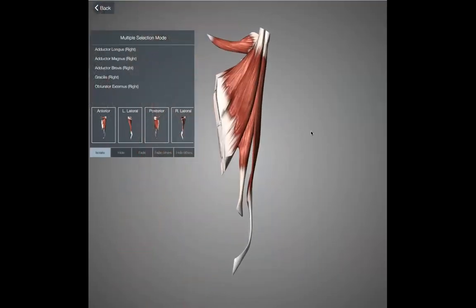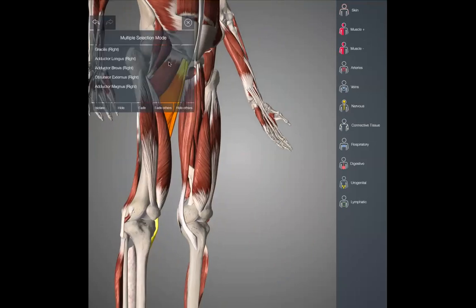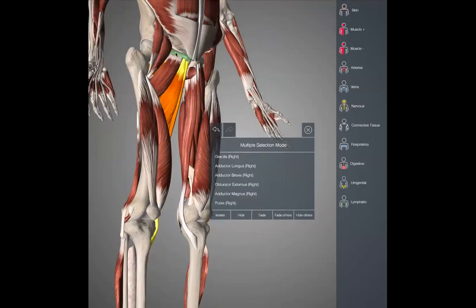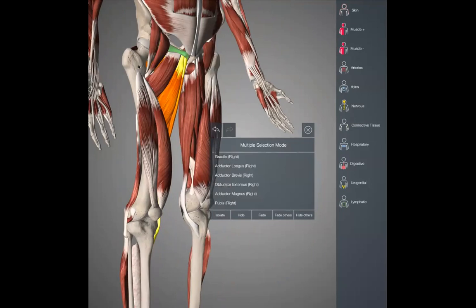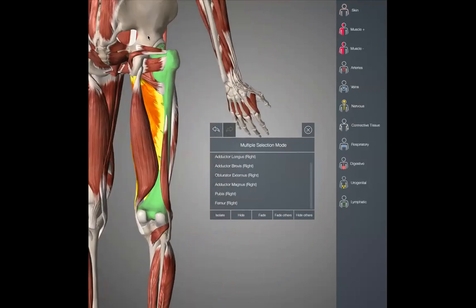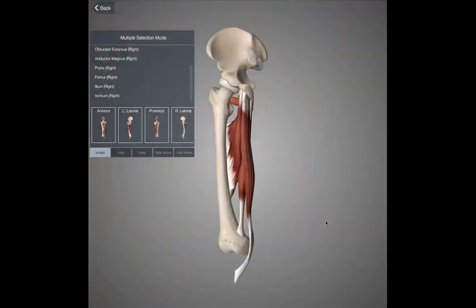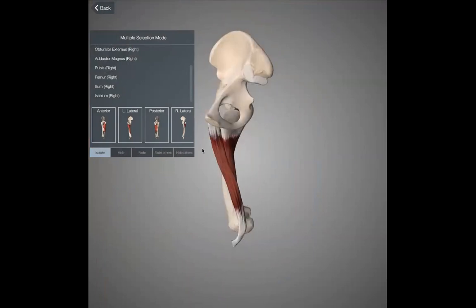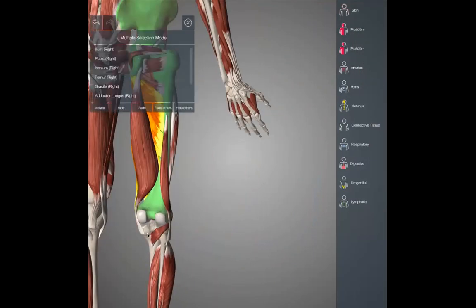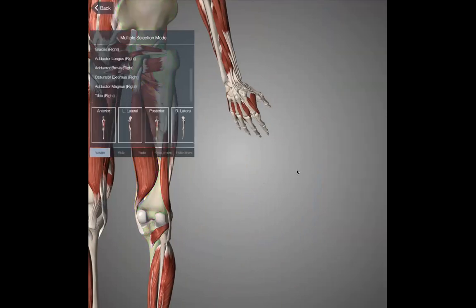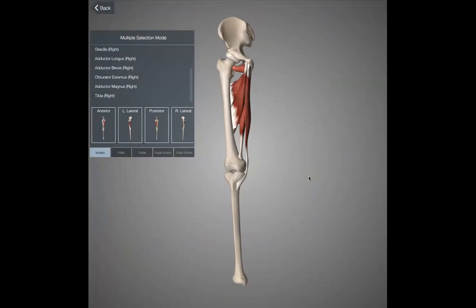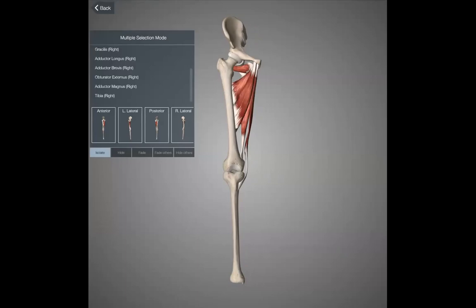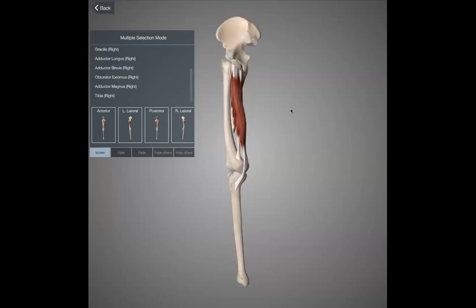And isolate. So these are the muscles. Let me get the bones in relation to them. We have the pubis, of course, these ones, and isolate. Okay, perfect. And we can also select the tibia. Perfect. So these are the muscles of the medial compartment. First, we're going to start with the obturator externus here.